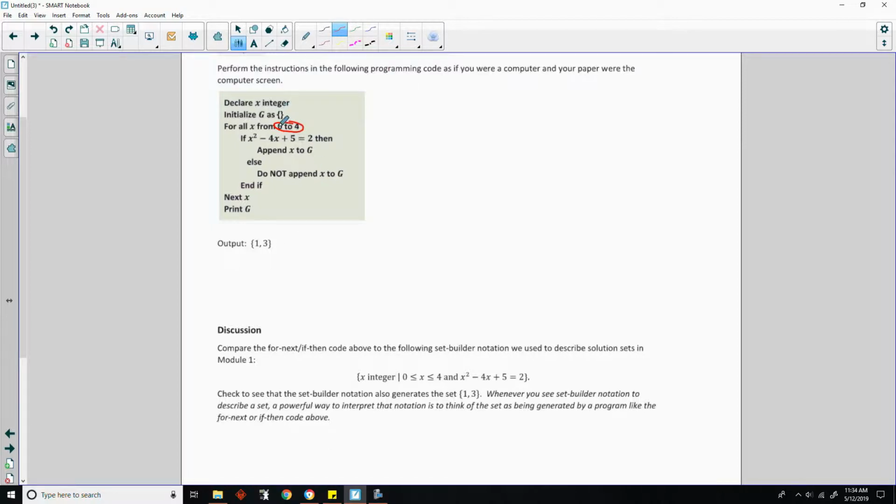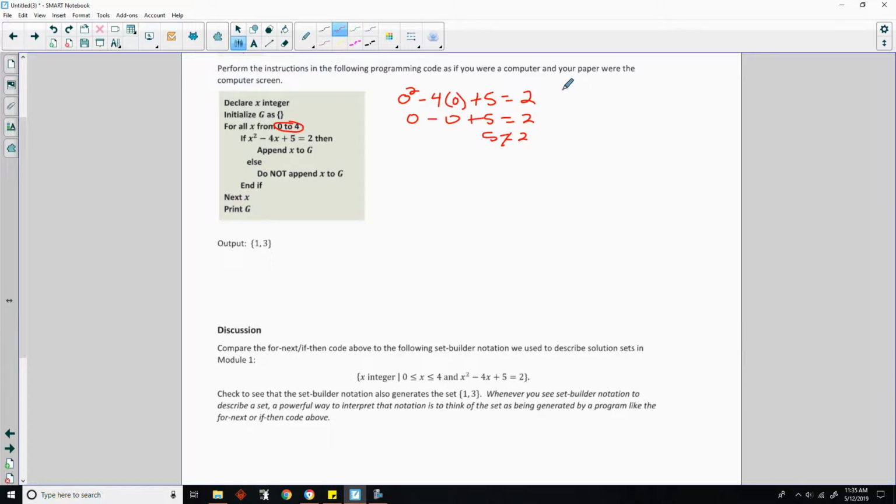Then it chooses 1. So let's just write these out because it's lengthy. 0 squared minus 4 times 0 plus 5 equals 2. Well, that's 0 minus 0 plus 5 equals 2. 5 equals 2. False.